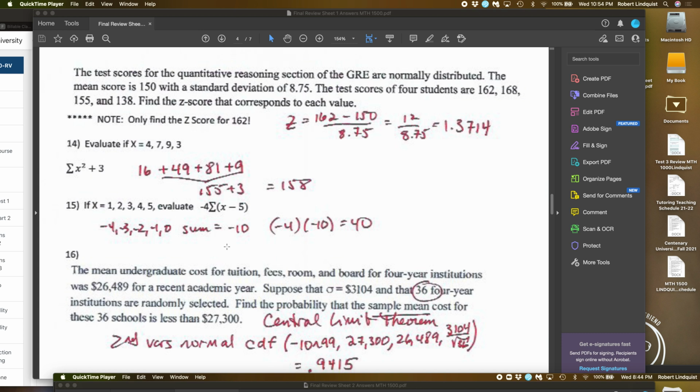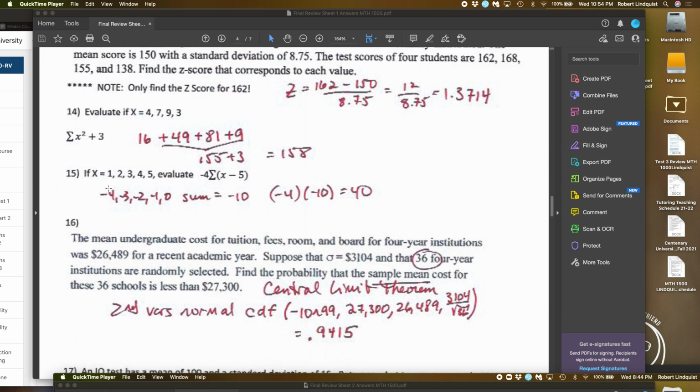A little bit of summation work here. Evaluate if x is 4, 7, 9, and 3. Square each of them, because this says to square it and then add 3. 4 squared is 16, 7 squared is 49, 9 squared is 81, 3 squared is 9. Add them all up, you get 155. Then you add the 3 that's at the end here, you get 158. Remember, to add the 3 first, it must be in parentheses.